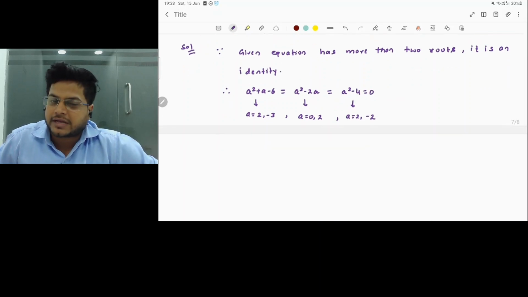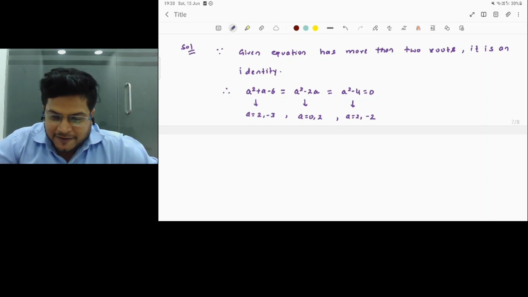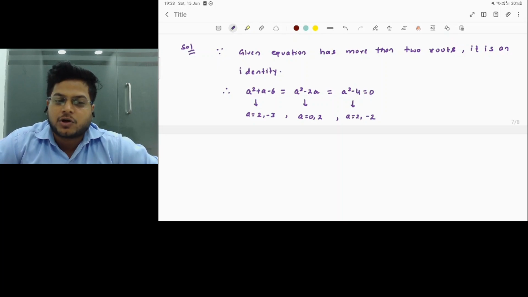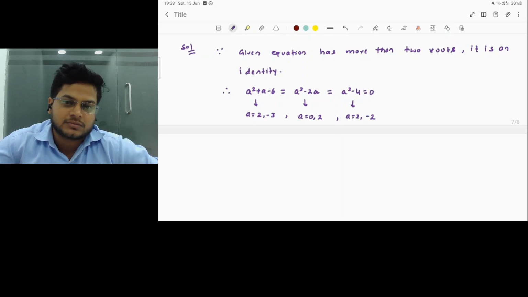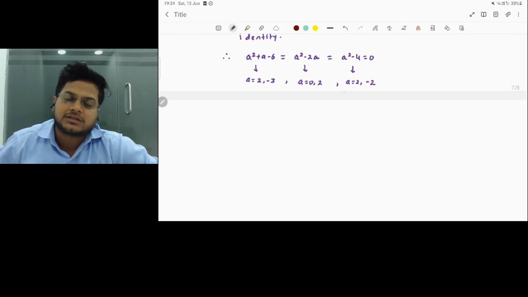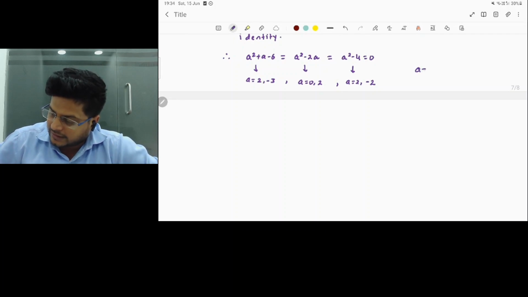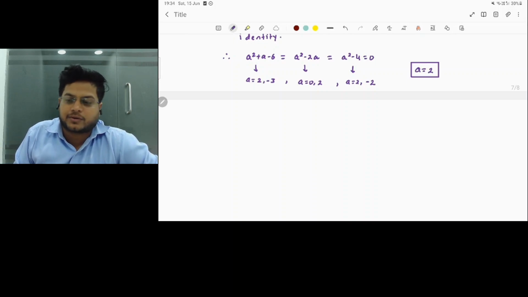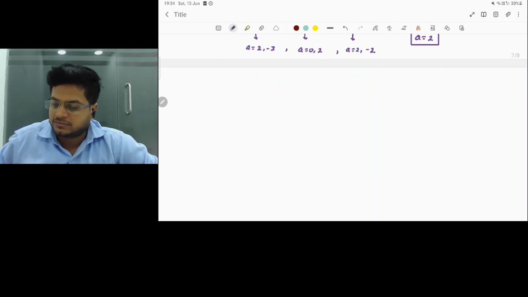So here the catch is, again my question, you answer it wherever you are. Is the answer a equals 2, minus 3, 0, 2, 2 and minus 2? Are all the values possible or only one value is possible? Let me repeat, the necessary condition is that each one of them should be 0 simultaneously. So you see, when all three of them are 0, that happens at a equals 2. So the required answer is a equals 2. I hope you are clear.